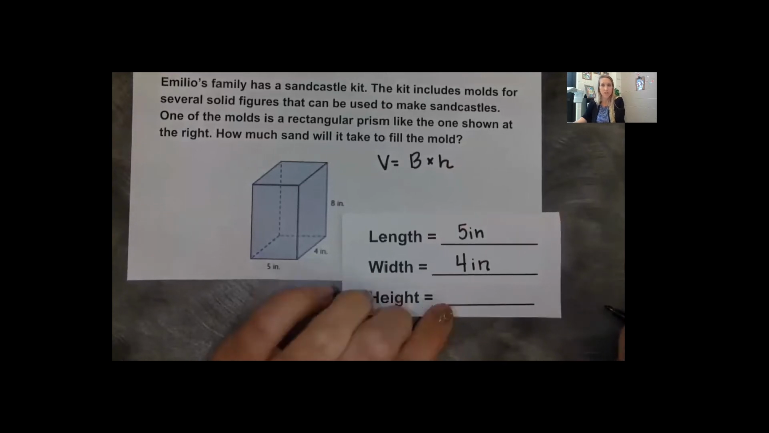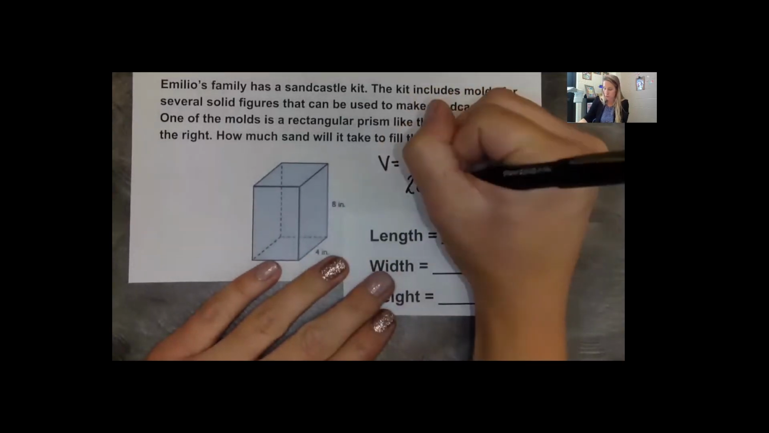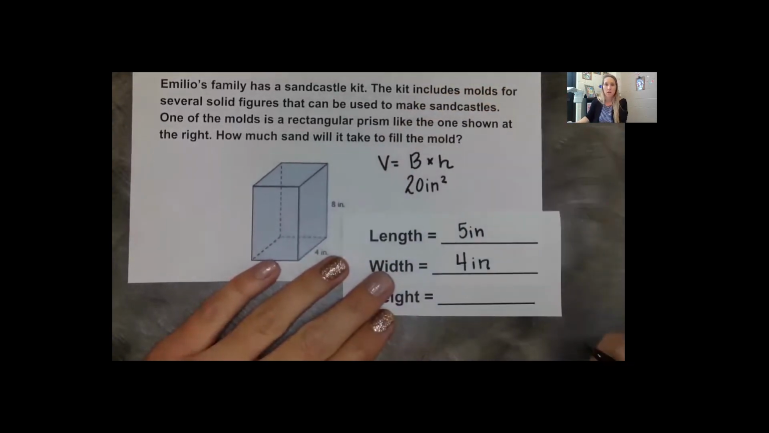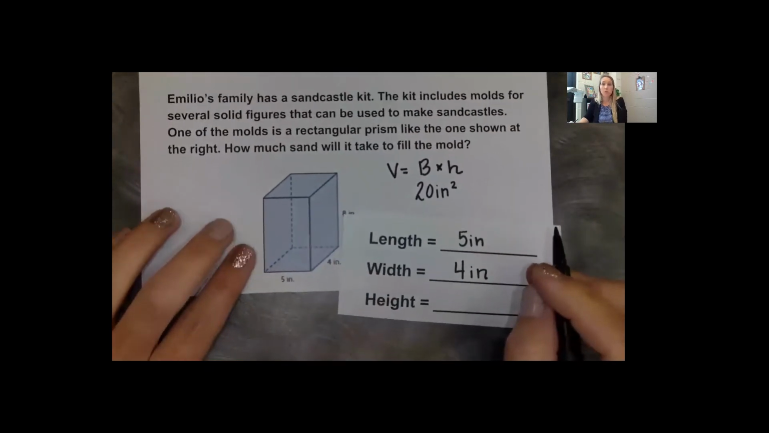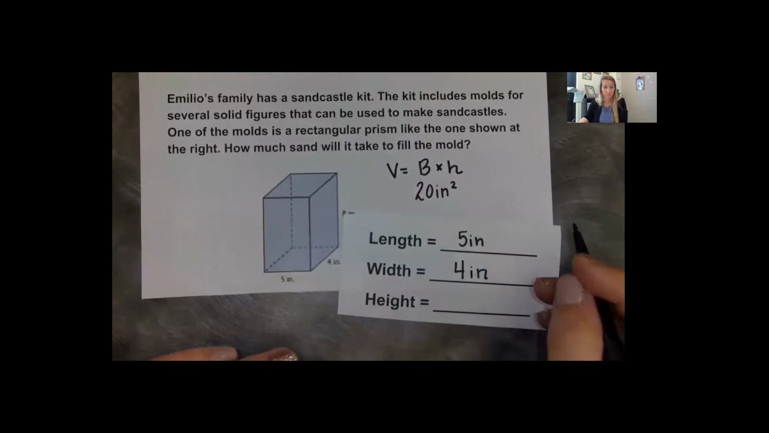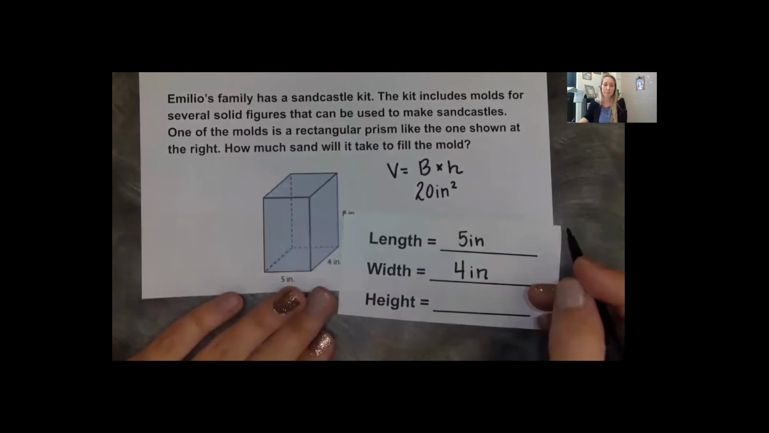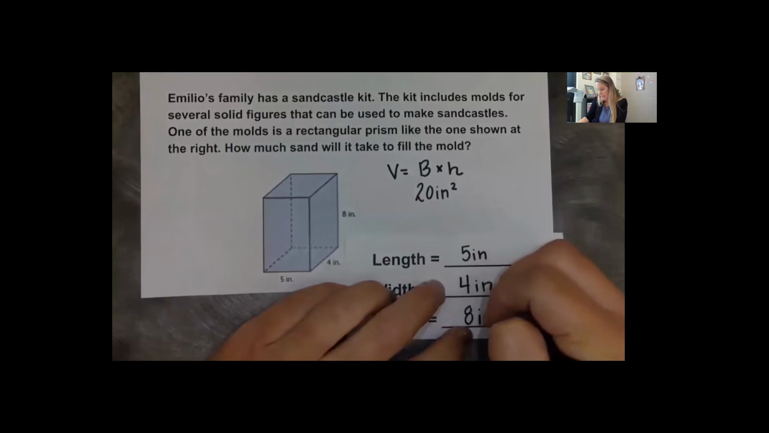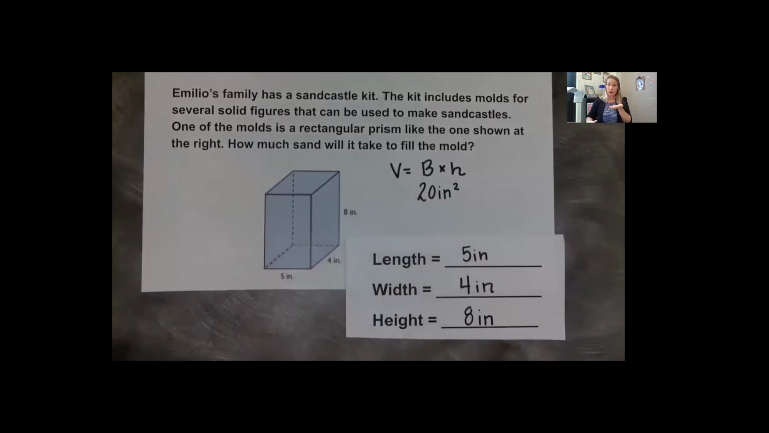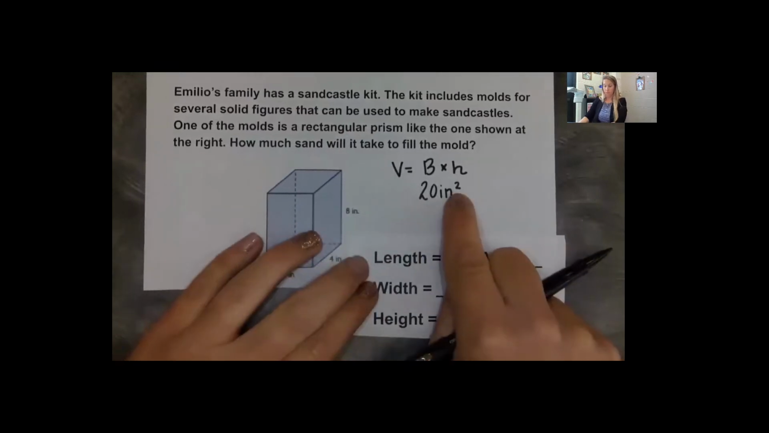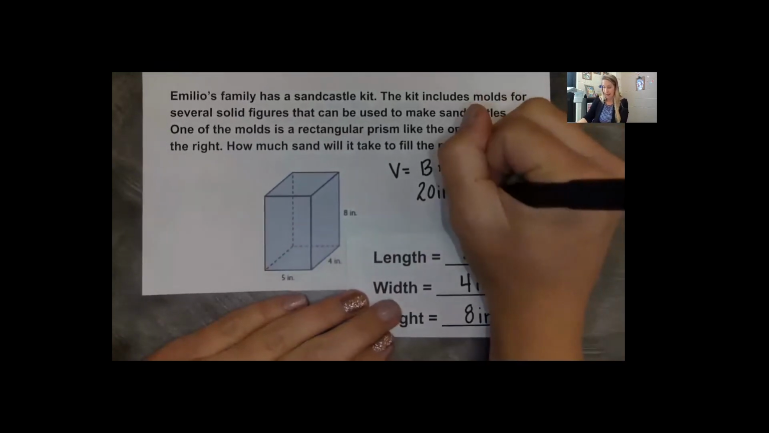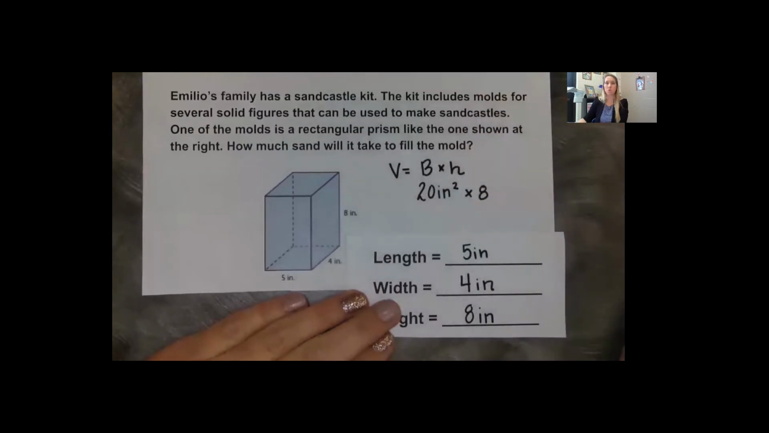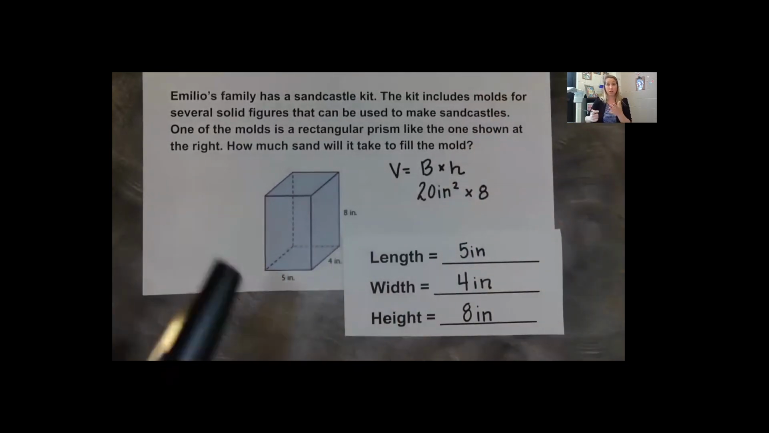The mold. Good. I heard somebody say the base area is 20 inches squared. Now what do we have to do to finish solving the problem? Good. We need to identify the height. What is the height of Emilio's prism? Yes, you're absolutely right. The height is 8 inches. Well, when I'm just looking at the bottom, remember that's two-dimensional. That's where we got the 2. And now that I'm adding the height, what am I doing to the measurement? I'm making it three-dimensional. Good.